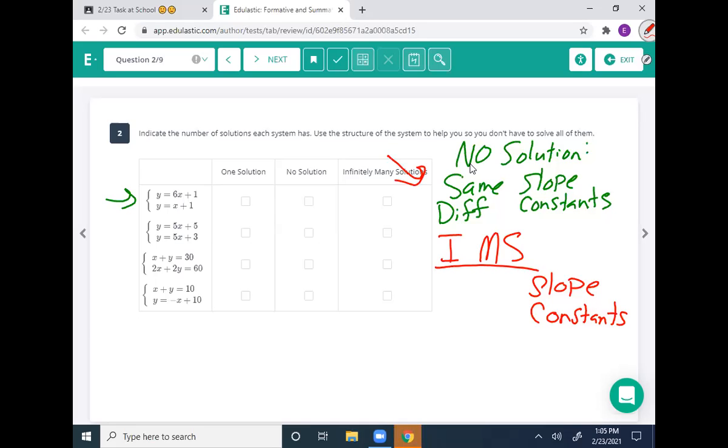The slopes are different? No. Infinitely many solutions have the same slope. And what about the constants, Tiana? Same constants as well. Very good. And then what's that last type of solution that I could have? No solutions, infinitely many solutions, and Jonah? One solution. One solution. Very good.